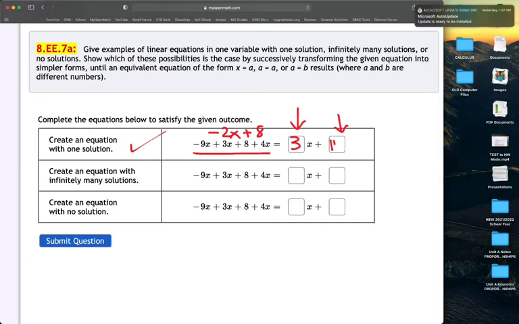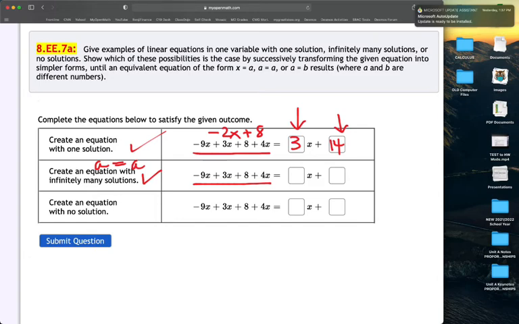So I'll put 14. For the second situation, we have the same expression on the left-hand side, but now we're trying to create an equation with infinitely many solutions. So that only happens when the left-hand side of our equation looks exactly like the right-hand side. Another way of thinking about that is that the variables, after you eliminate them, and they will be eliminated, you end up with some number or some constant equal to itself.